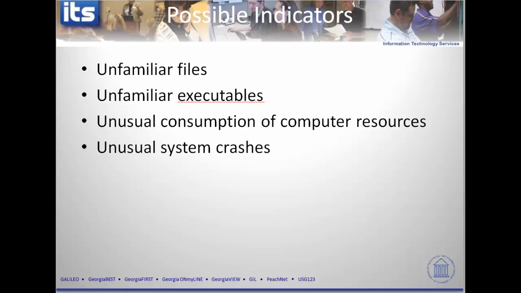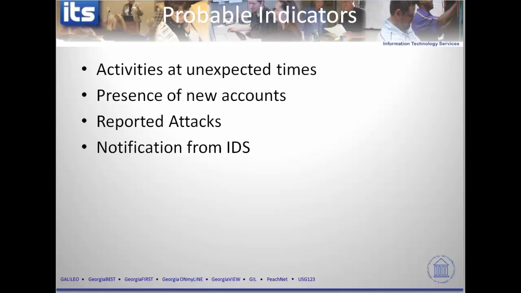Let's look at some probable indicators now that you've got an incident going on. So activity at unexpected times. If you're not on the computer at 3 in the morning and someone's uploading videos to YouTube at 3 in the morning, that's not good. You may want to check that. The presence of new accounts on the machine, new ways of logging in. You get reports of attacks from other institutions that they claim is originating from your computer. Well, that's a probable indicator. And then finally, notifications from your intrusion detection system. That's what IDS stands for.